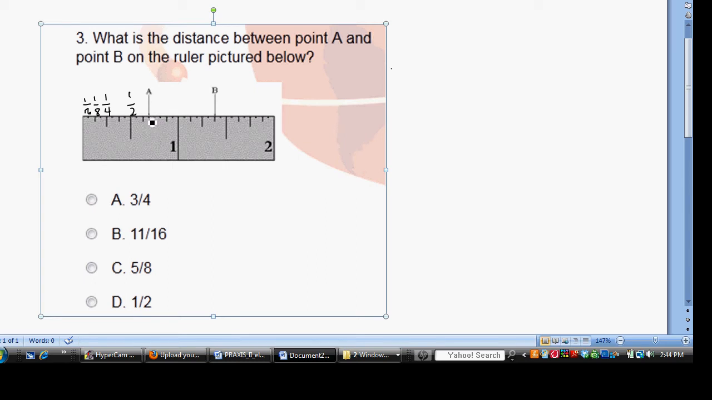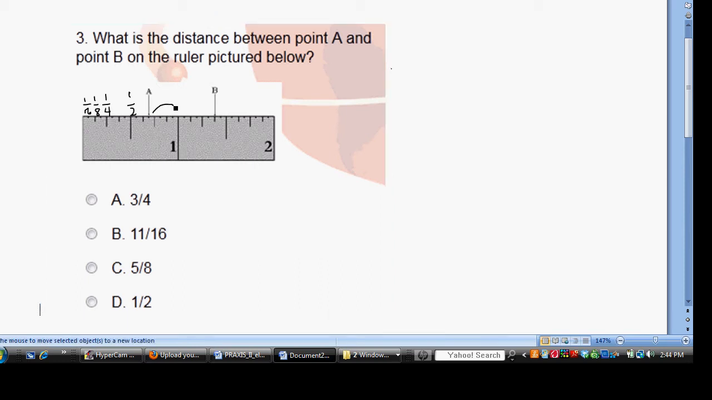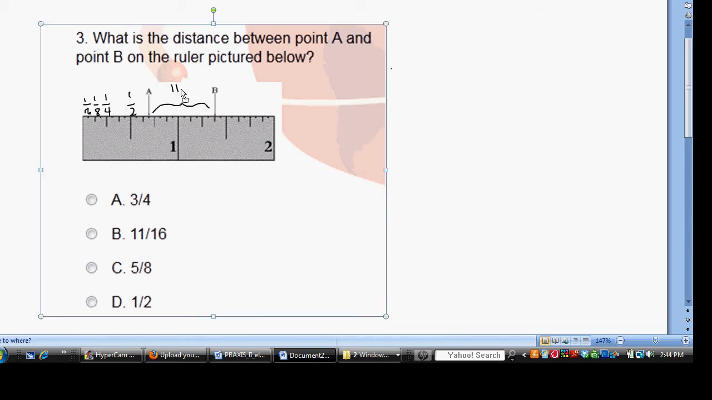If you count the small tick marks, we move 1, 2, 3, 4, 5, 6, 7, 8, 9, 10, 11 of those small tick marks. So we move 11/16 to move from point A to point B. And so in fact that is the choice. So 11/16 is correct.